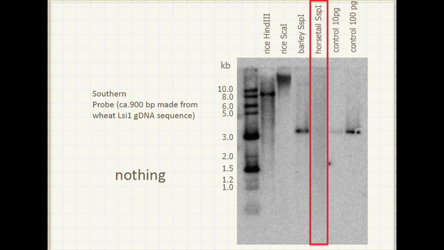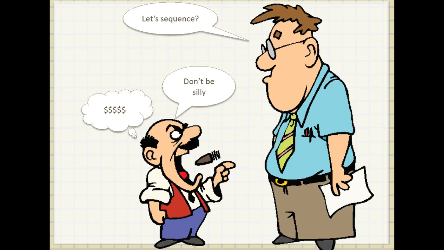So this is a wheat cDNA probe that's being applied onto genomic DNA. You can see that the rice homologs and the barley are detected without any problem under these conditions, and horsetail is just a blank. And so that tells us that if there are silicon transporters in horsetail, they must be quite different from the ones that we're finding in cereals. And so we decided to use a different approach.